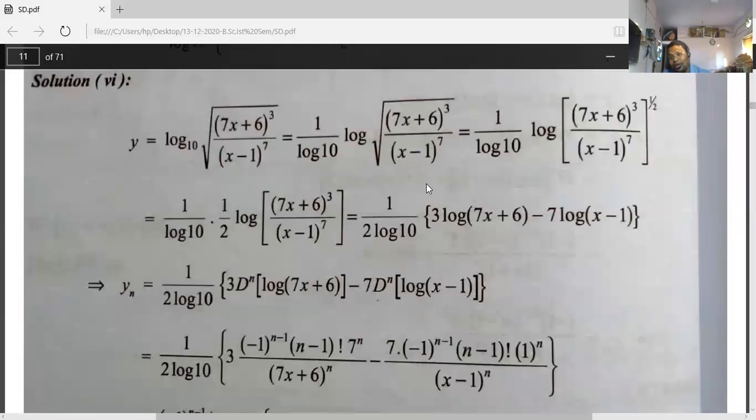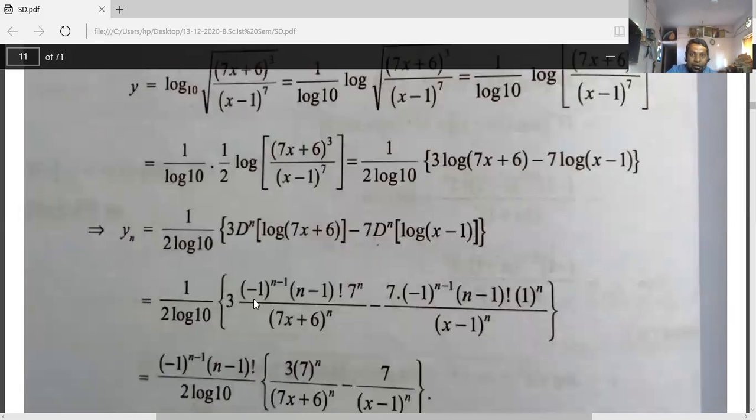Again, you see here you are getting log of ax plus b format. So now y n equals 1 by 2 log 10. Here 2 log 10 is there, and you write the same: 3 into d to the power n of log 7x plus 6, minus 7 d to the power n of log x minus 1, after the linearity property. Now 1 by 2 log 10 stays as it is, and the 3 you write as it is.